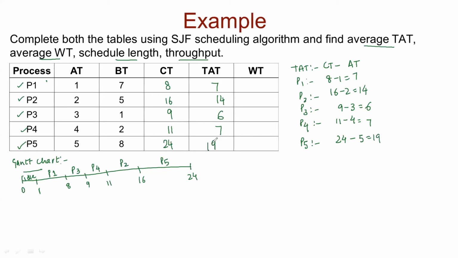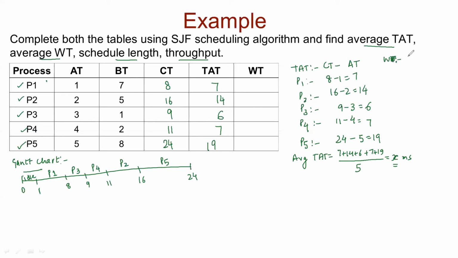So these are the turnaround times, and you can find out the average turnaround time by adding all the turnaround times and dividing it by the number of processes, which is 5. So you can do this computation. I'm leaving it to you. So you will get some X milliseconds. Now next come to waiting times.